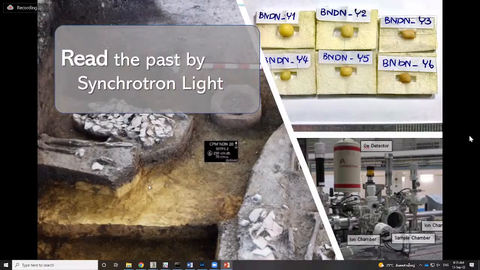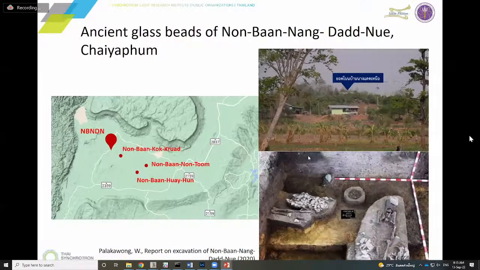So we can read the past by synchrotron light. I bet our region is rich in artifacts, archaeological samples. We shared the cultures together in the past so much, and this is a glass bead, an ancient glass bead. It looks beautiful. It looks opaque in a yellow color. We choose only the yellow color to study in this case.